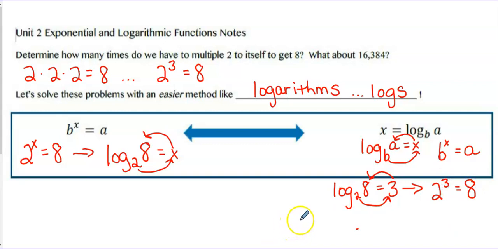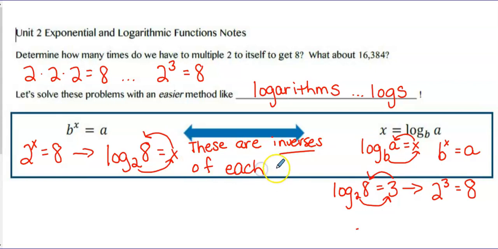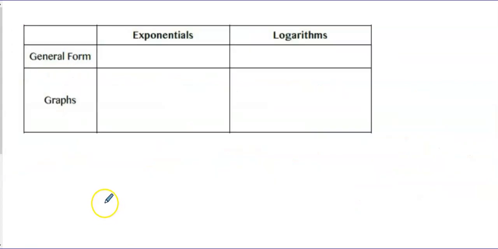It is important to note also that these two are what we call inverses of each other. We've done some inverses. We're going to do a lot of inverses today, get some practice on that. So it's important to note that these two are inverses. If we're talking about functions, these are inverse functions. So if I asked you to find the inverse function of an exponential function, it would end up being a log function and vice versa. So let's talk about what the graphs would look like.